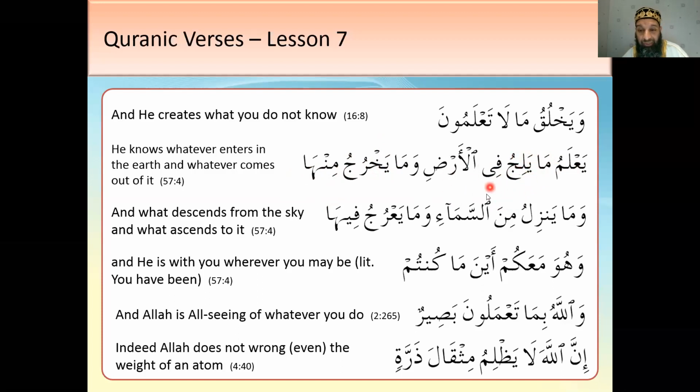What enters? Fil ardi, what enters in the earth. Wama, and what? Yakhruju, it what do you call it? Exits. So what exits? Minha, from it. Why is it minha, from it? Why is it ha? What ha means from it? Feminine. What's feminine? Oh, okay. Okay, ard is feminine. Why is it feminine? I can't see a ta marbuta there. Yep, that's good. Arabs say so. Yeah, it's an Arabic word. Okay, so yeah, good. Let's do another one.